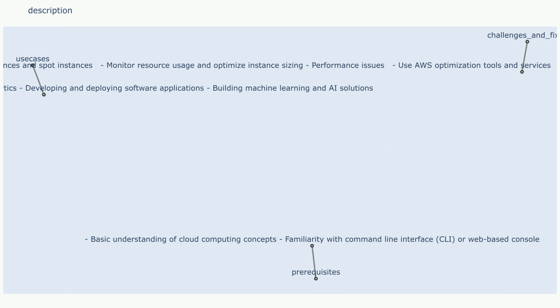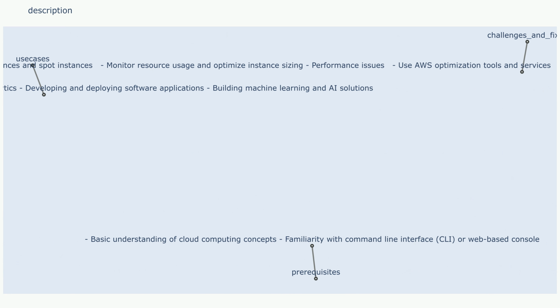Cost optimization. Utilize reserved instances and spot instances. Monitor resource usage and optimize instance sizing. Leverage AWS cost optimization tools like AWS Cost Explorer and AWS Budgets.